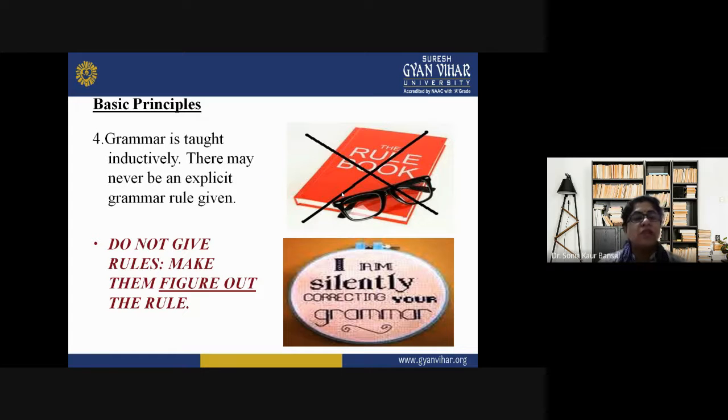There may never be an explicit grammar rule given. So practice is more required. Until you give them the opportunity to understand the rule, the teacher will explain the concept of grammar or topic in the target language only. Then the child gradually understands, okay, this is the logic behind this sentence that is working, or they just get the idea of the particular rule. Then the teacher confirms, yes, this is the rule, and they go on with their practice.